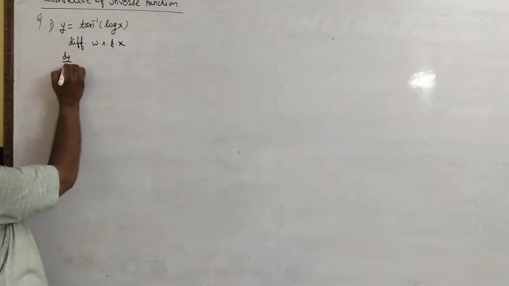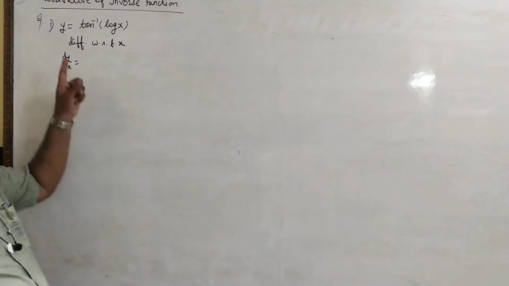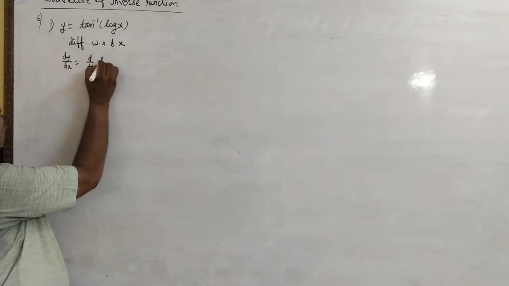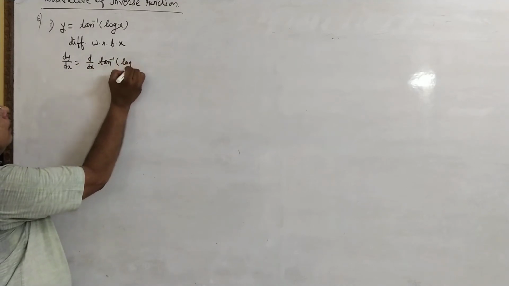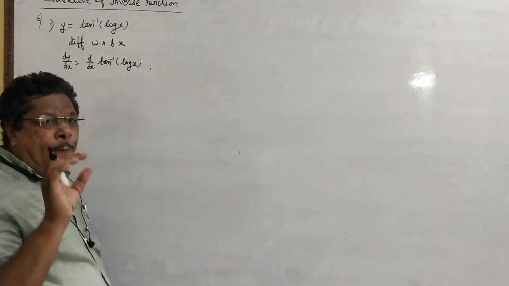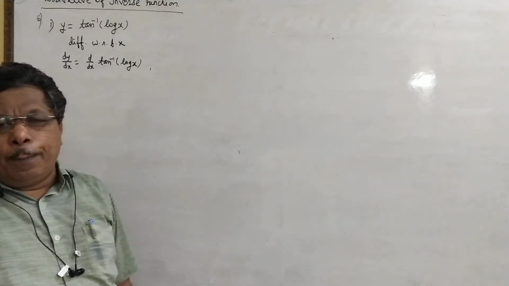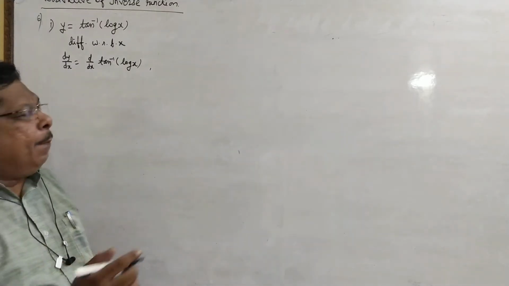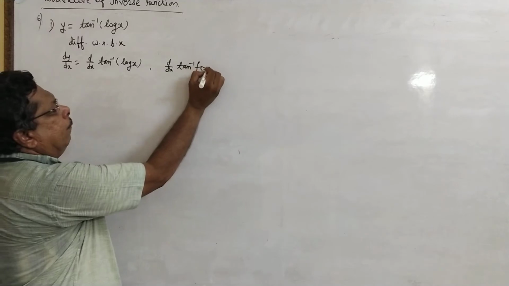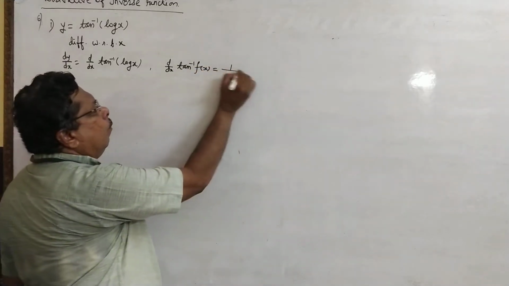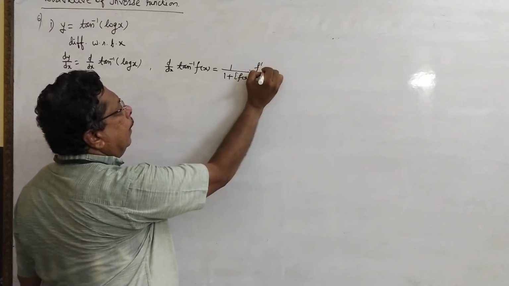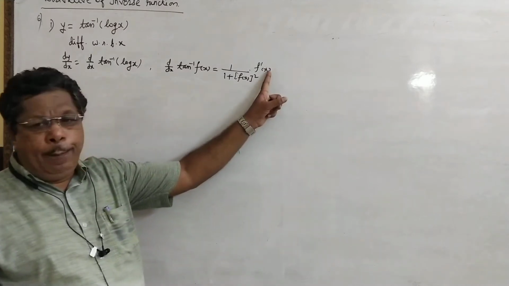What is the derivative of y with respect to x? Derivative of y with respect to x is dy by dx. Now here dy by dx of tan inverse log x. How can we differentiate tan inverse log x? We know that the derivative of tan inverse x is 1 upon 1 plus x square. In the similar manner, what is the derivative of tan inverse fx? 1 upon 1 plus fx whole square into f dash x. F dash x means the derivative of fx.